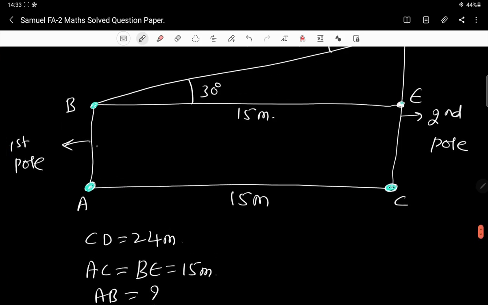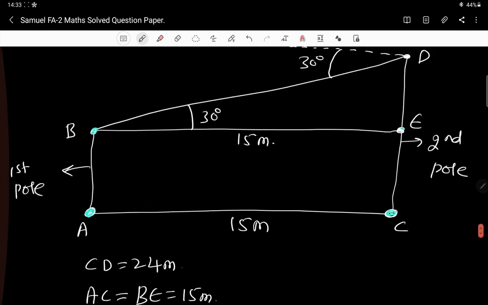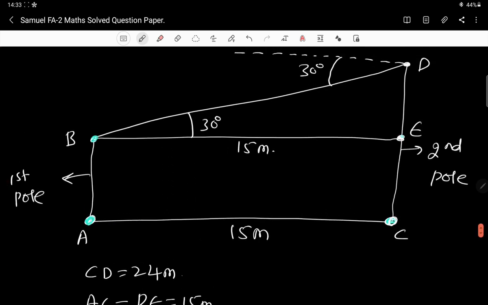Now finding this AB becomes quite a difficult task for us, but look at this, CE and AB are both the same, no? So if you find out this CE, then definitely we are going to get AB, that is for sure. So you have to get such logics. This CD is there, no? So this entire CD is 24 meters, from here to here.